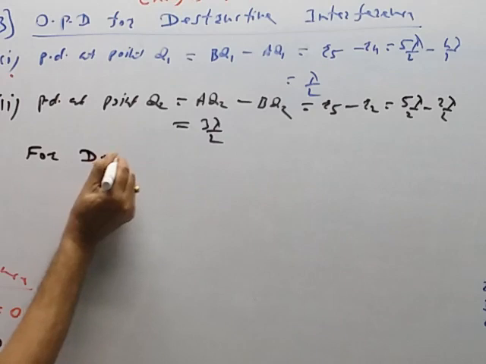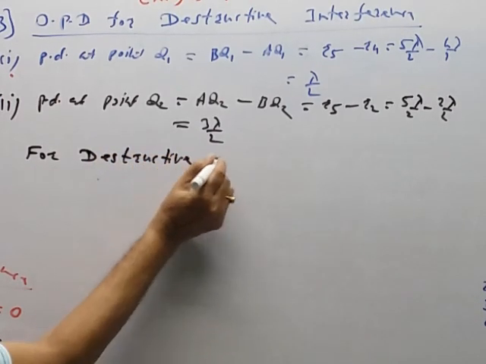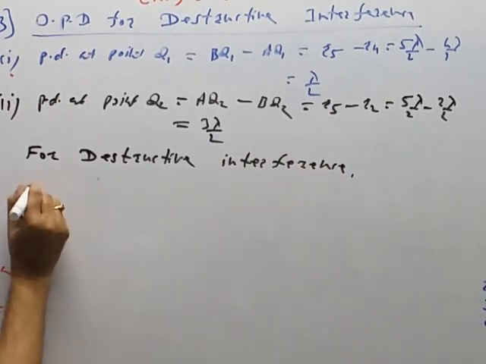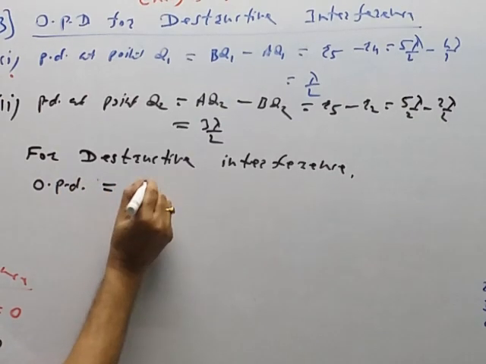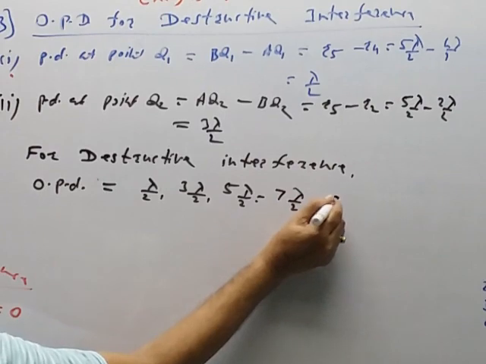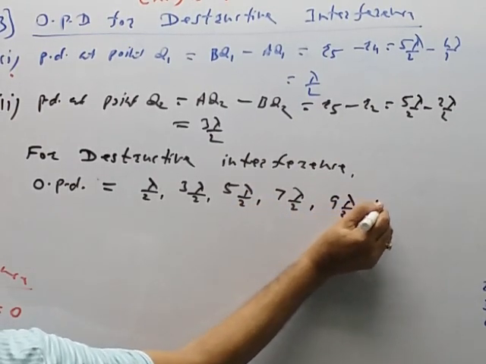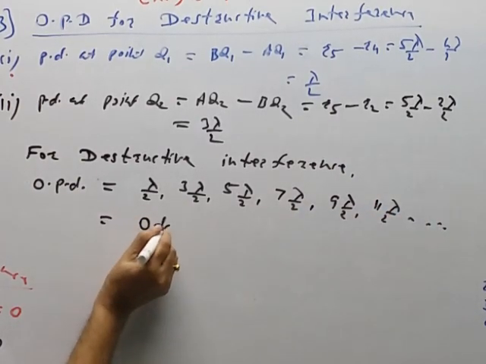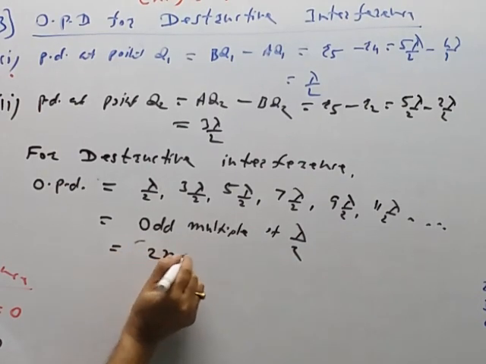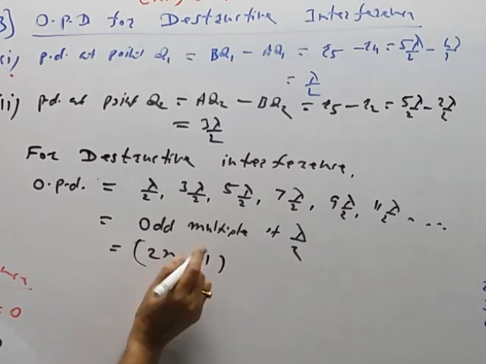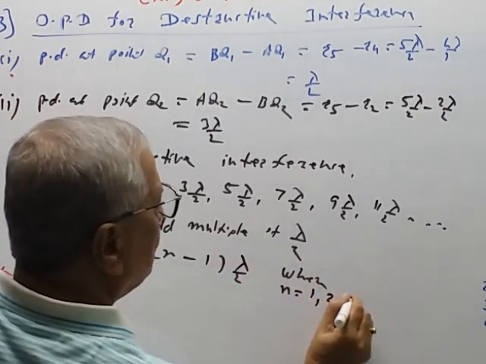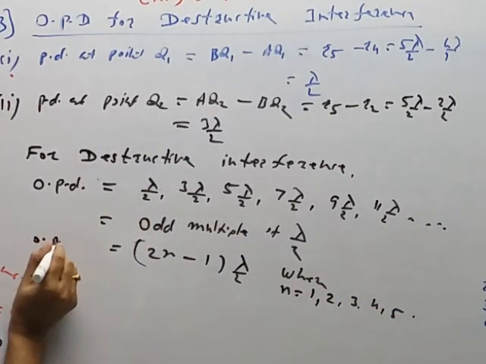So for destructive interference, optical path difference is equal to λ/2, 3λ/2, 5λ/2, 7λ/2, 9λ/2, 11λ/2, etc. So this is equal to an odd multiple of λ/2, and an odd multiple is written as (2n minus 1) into λ/2, where n is equal to 1, 0 नाही घेतला इथे, पण 2, 3, 4, 5, etc. So optical path difference has a condition like this.